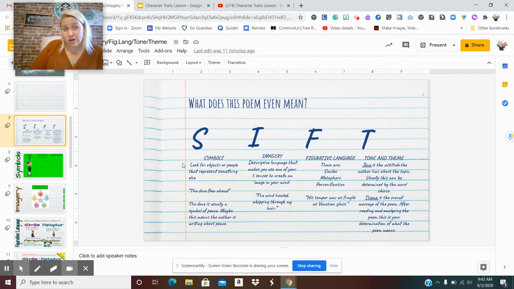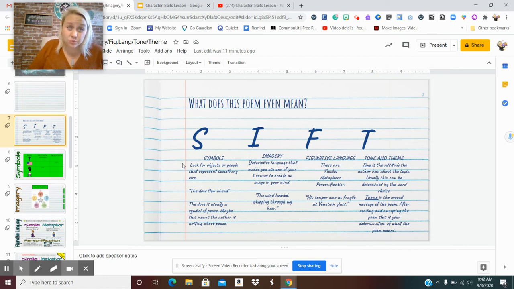Finally, you guys are going to determine the theme. This is sometimes subjective, especially with poetry. It is an art form and the poet sometimes leaves it open to interpretation. And so there really is no right or wrong answer. There really only is, can you support your answer with the symbols, imagery, figurative language, and tone of the poem? So when you think of the theme, you want to think about what the overall message is that the poet is trying to portray to the reader.